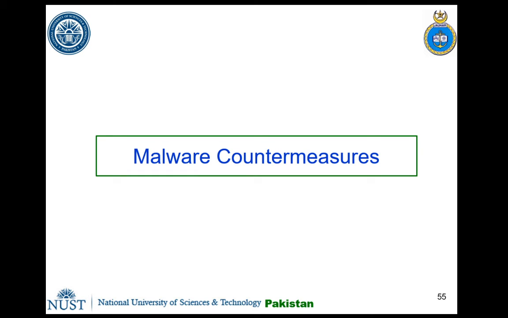We now consider possible countermeasures for malware. These are generally known as antivirus mechanisms, as they were first developed to specifically target virus infections. However, they have evolved to address most of the types of malware we have discussed in this lecture.